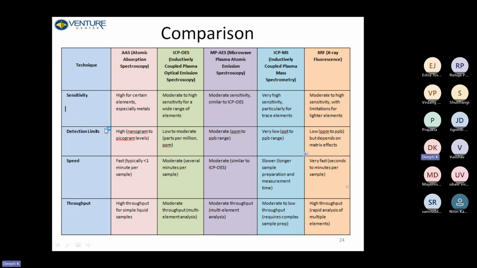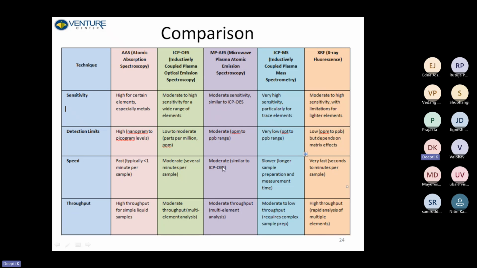For detection limits, AAS works at nanogram to picogram levels. ICP-OES can measure from ppm to ppb levels. MP-AES works from ppm to ppb levels. ICP-MS can go up to ppt levels. X-ray also works in the ppm to ppb range, so it again depends upon the matrix. It has pretty good detection limits.